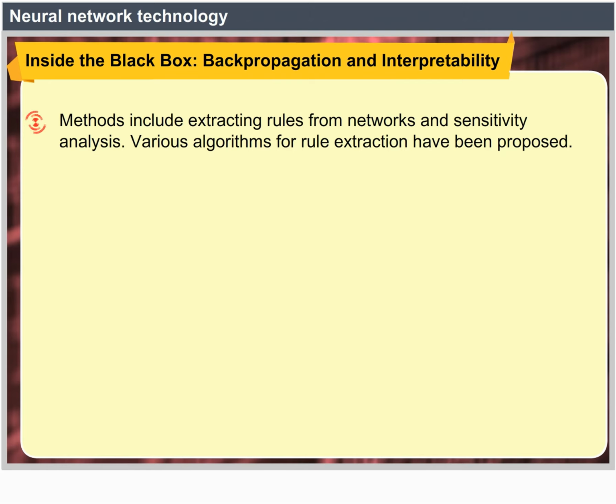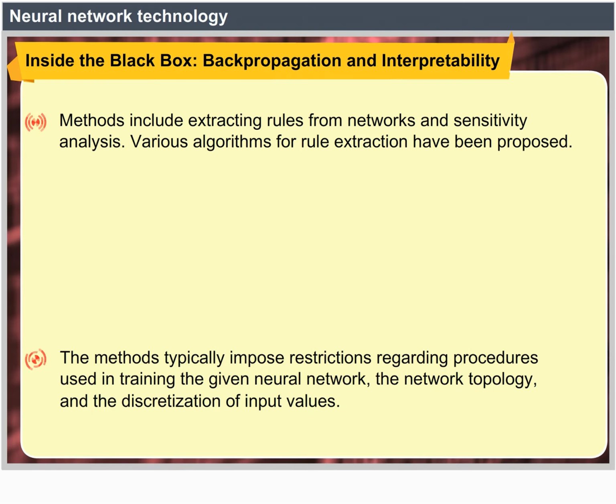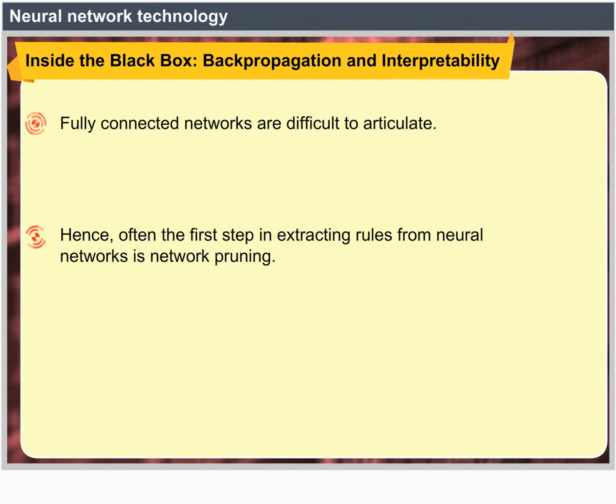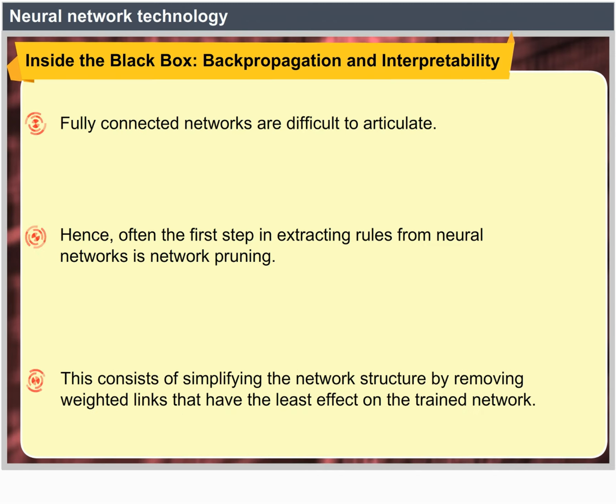Various algorithms for rule extraction have been proposed. The methods typically impose restrictions regarding procedures used in training the given neural network, the network topology, and the discretization of input values. Fully connected networks are difficult to articulate. Hence, often the first step in extracting rules from neural networks is network pruning. This consists of simplifying the network structure by removing weighted links that have the least effect on the trained network.